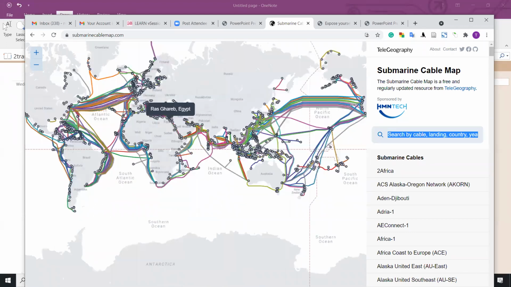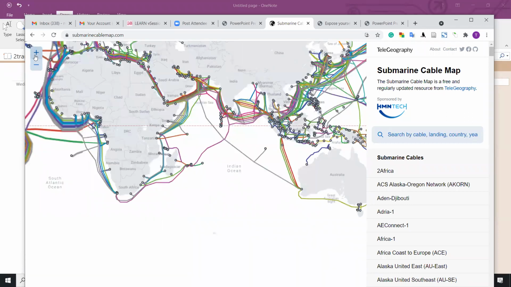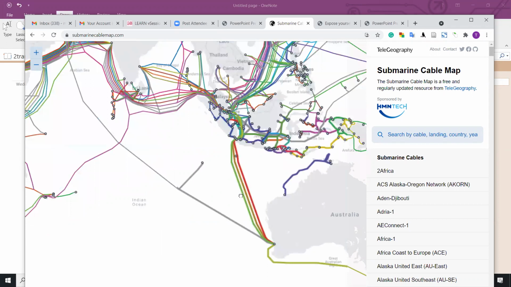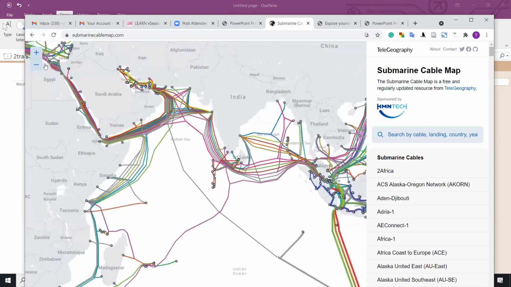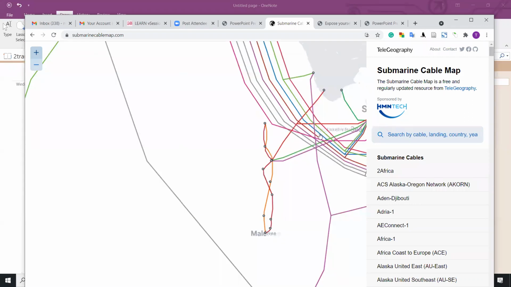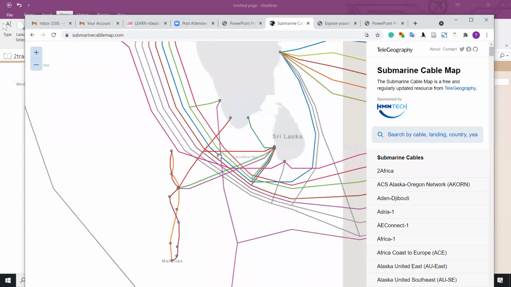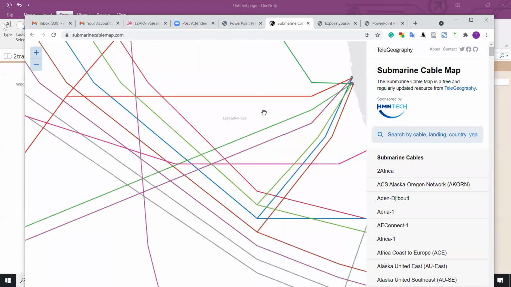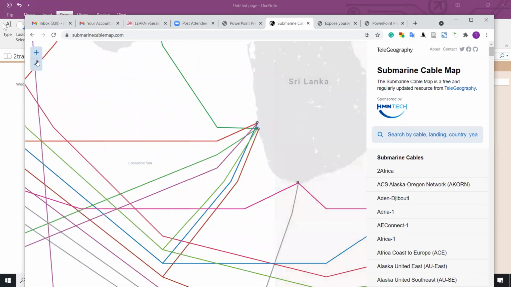If we consider Sri Lanka, actually we can't see Sri Lanka because we have so many wire connections here. Let's zoom and see. Yeah, Sri Lanka, this one. Can you see the set of wires here? This is the Bay of Bengal gateway. This is Colombo, Sri Lanka, and we have different wire connections. Let's zoom further, and then we can see how it is coming to our country.